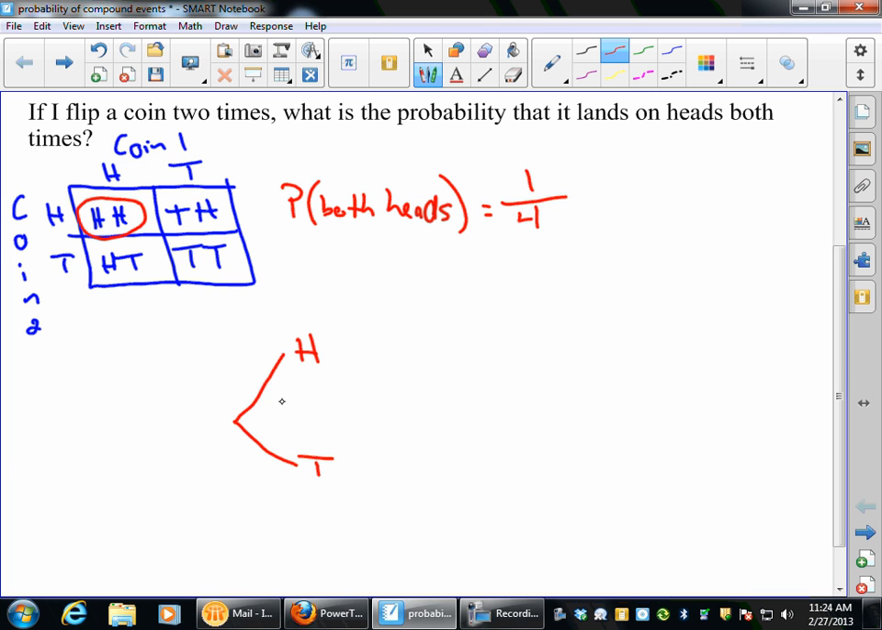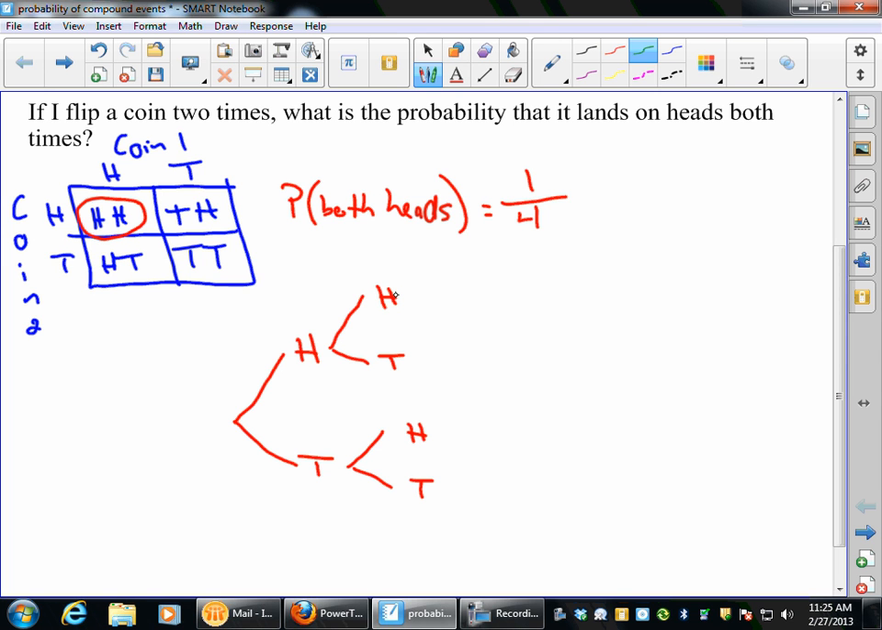Now, depending on what happened, I have a second event. I flip the coin again. No matter what happened the first time, I have 2 possibilities the second time. If I got heads the first time, I have 2 possibilities for the second coin. I could get heads again, or I could get tails. If I got tails the first time, I still have 2 possibilities for the second time I flipped the coin. I could get heads or I could get tails. And now this gives me all of my possible outcomes.